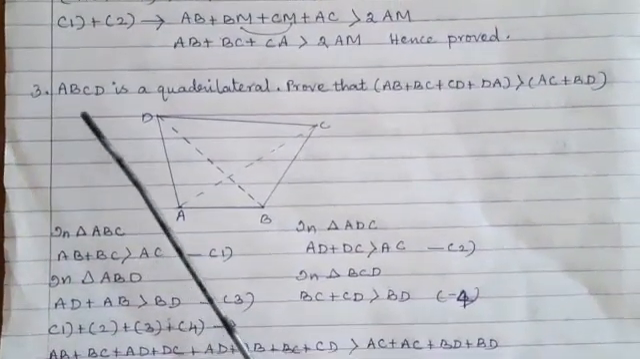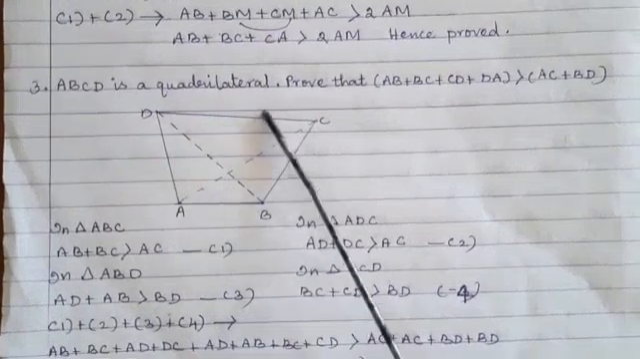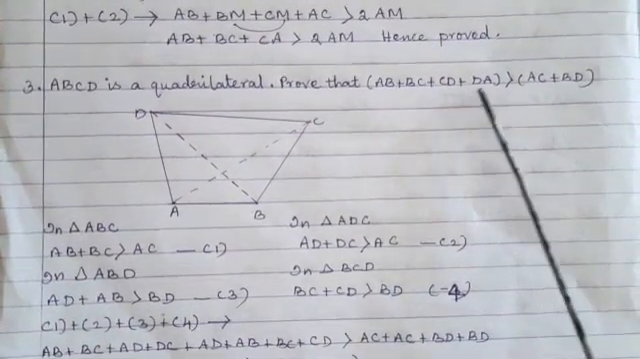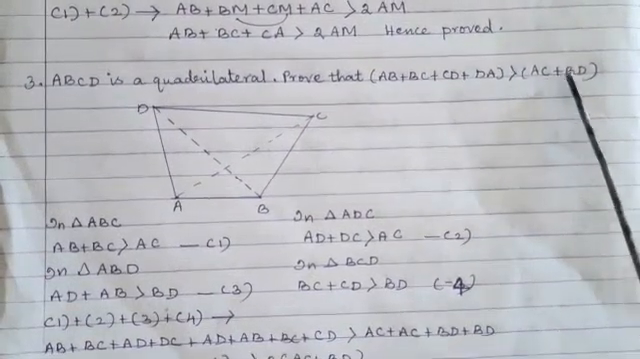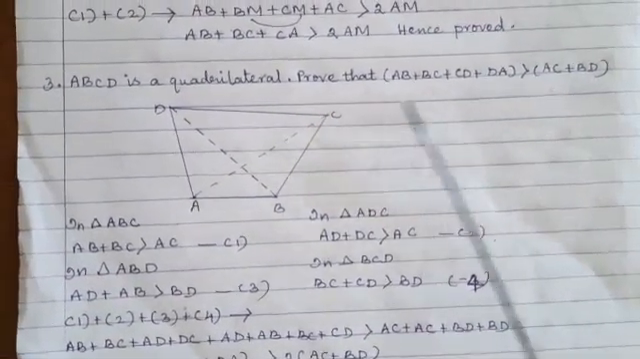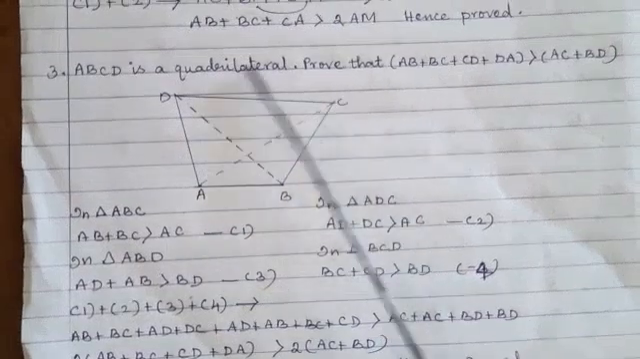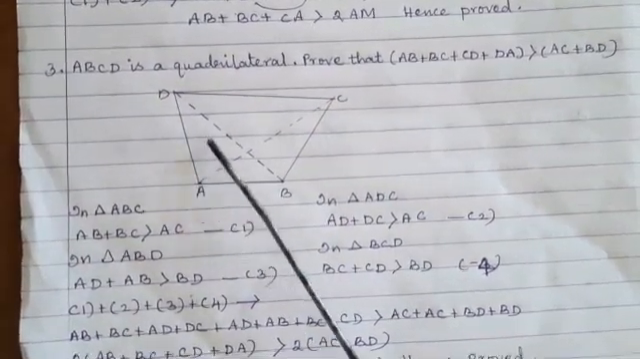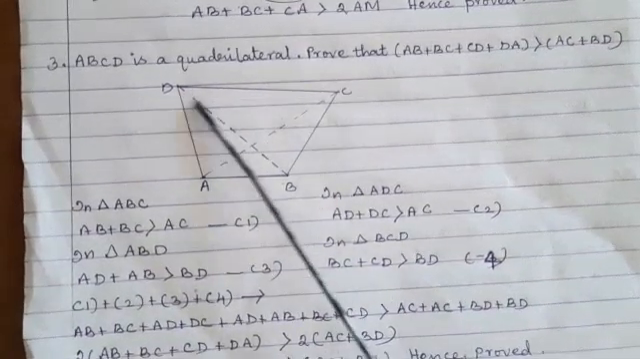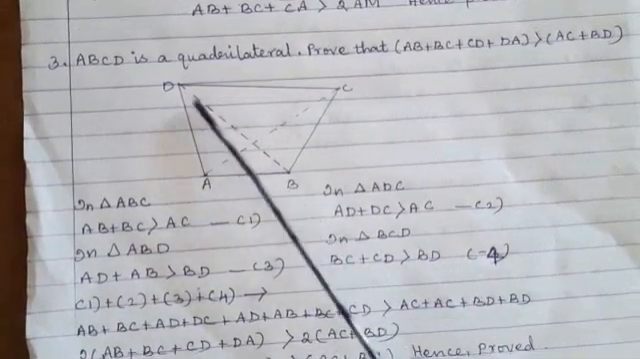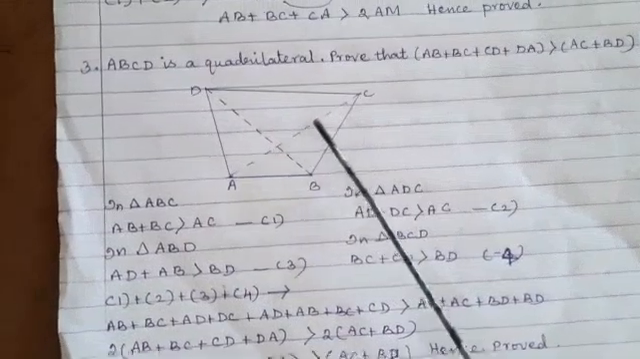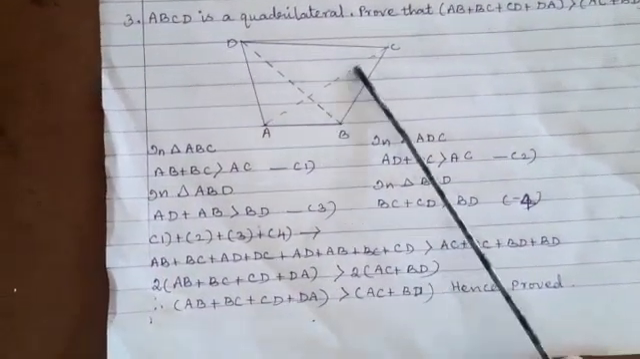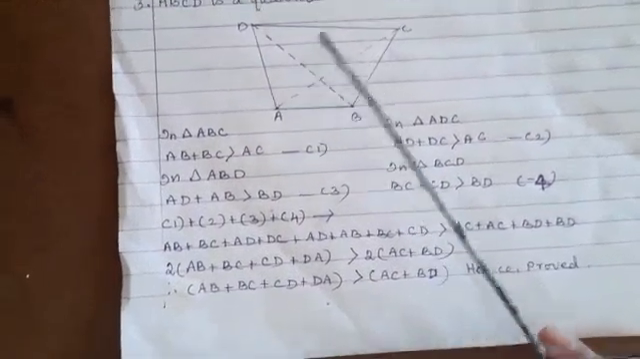Question number 3. ABCD is a quadrilateral. Prove that AB plus BC plus CD plus DA is greater than AC plus BD. So what is given in the question? The sides of the quadrilateral, AB plus BC plus CD plus DA, are greater than the sum of the two diagonals, that is AC and BD. This we have to prove. Here the two diagonals divide this quadrilateral into 4 triangles.